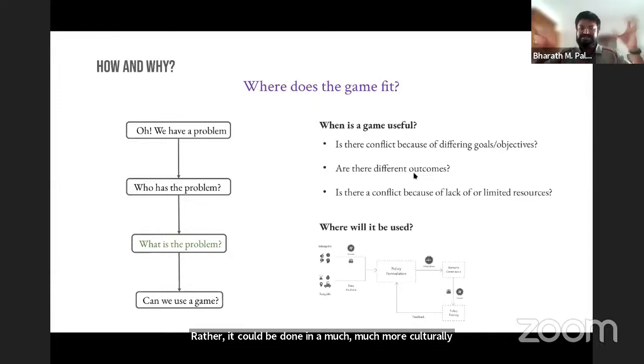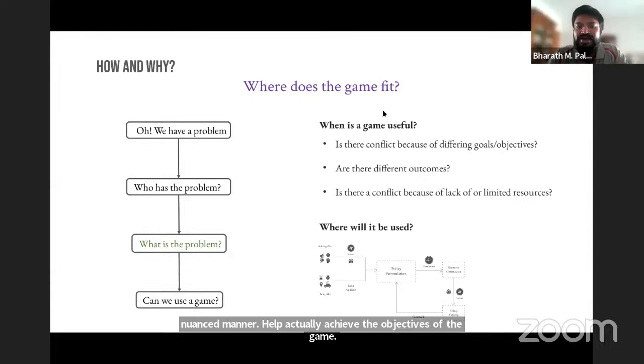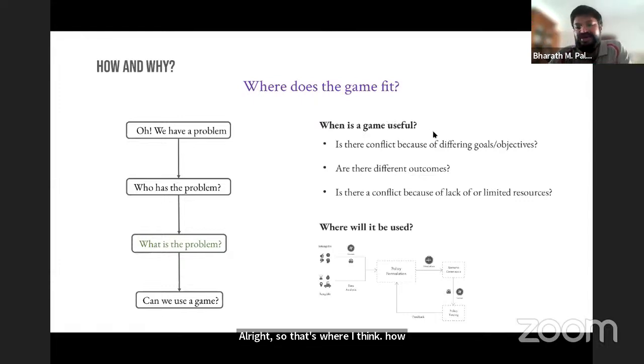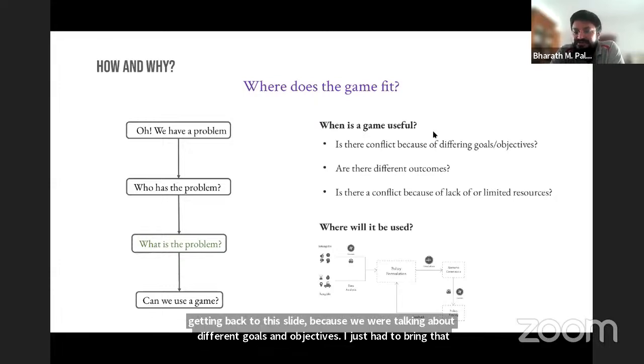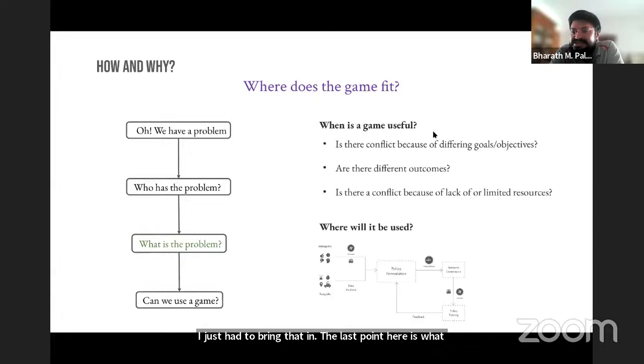All right. So that's where I think how you design games in terms of safety and the magic circle comes in a little. Sorry, getting back to this slide, because we were talking about differing goals and objectives, I just had to bring that in. The last point here is, what is the conflict a result of? Is it because of the lack or limited resources that exist, or is it because of differing goals or objectives, right? Because then how you set up the game changes substantively.